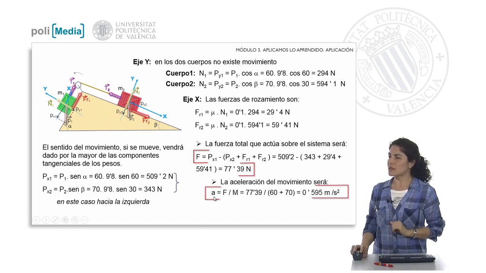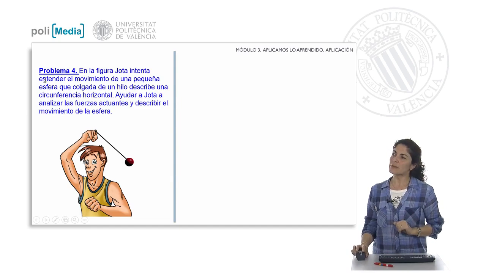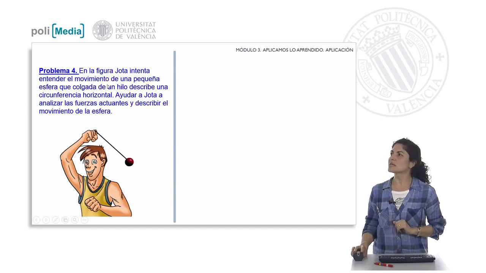Finally, we take the acceleration, taking into account that it is going to be given as the force divided by the mass, and with a value of 0.5995 meters per second squared, so we already have the whole study analyzed for the bodies. And a last example where we change a little bit, and it is no longer simply a body supported on a plane, and in this case what we have is Jota playing with a sphere.